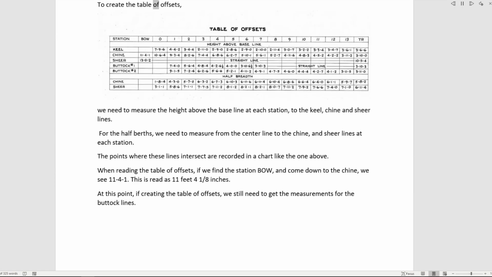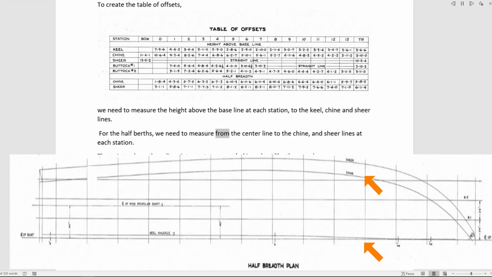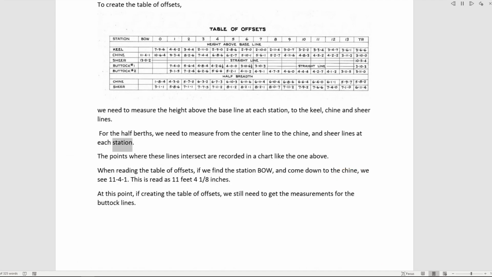To create the table of offsets, we need to measure the height above the base line at each station, to the keel, chine and shear lines. For the half berths, we need to measure from the center line to the chine and shear lines at each station. The points where these lines intersect are recorded in a chart like the one above.